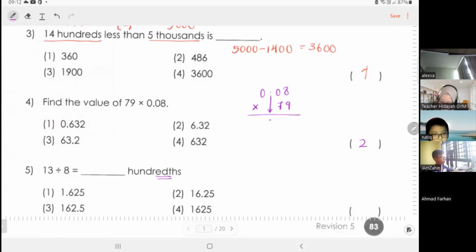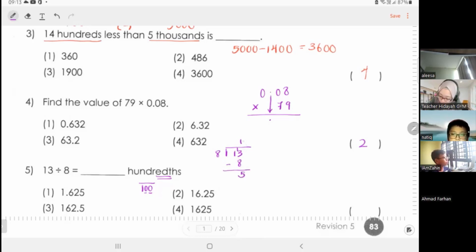Next one, 13 divided by 8 is equal to how many hundreds? 100 means something over 100. Okay, which means you need to have 2 decimal places. Okay, let's not put the decimal place first. It's very confusing. We find the answer first. 13 divided by 8. You do your working, 13 divided by 8. Of course, there will be remainder, right? You cannot take 13 divided by 8. So this will be 1 whole, 8, 5.